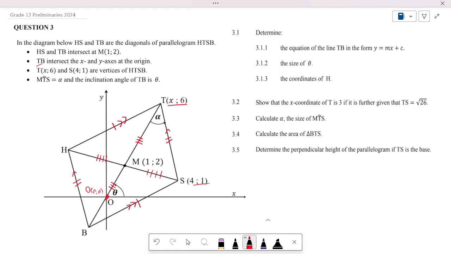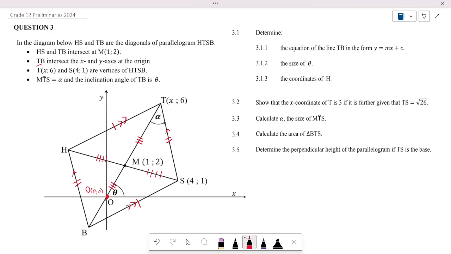And then they say that the angle MTS is equal to alpha. So alpha is equal to angle MTS. Basically, that's what they're telling us. All right, cool. And also the angle of inclination of TB is theta. Over here, there's theta, and for TB, that is the angle of inclination over here. It's an angle that is going upwards from left to right.